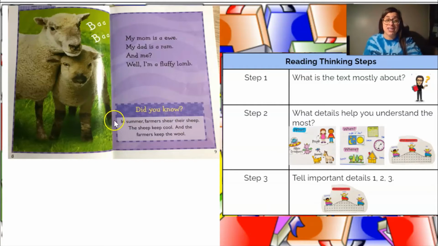Well, we found out that these pages are about lambs. Lamb is a baby sheep. We know that the moms are called ewe and the dads are called rams. And this is just a fluffy lamb.